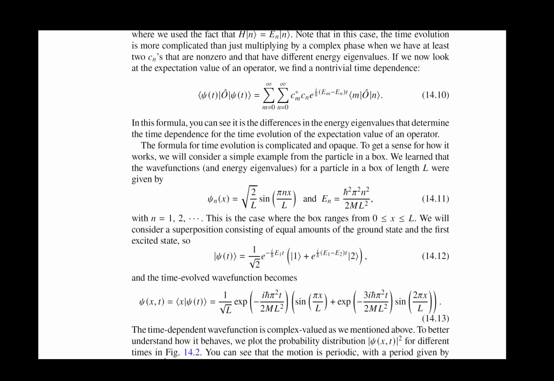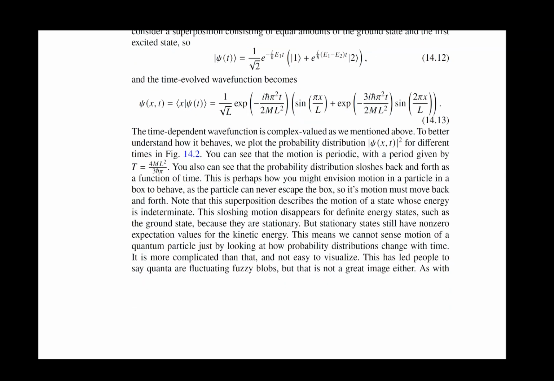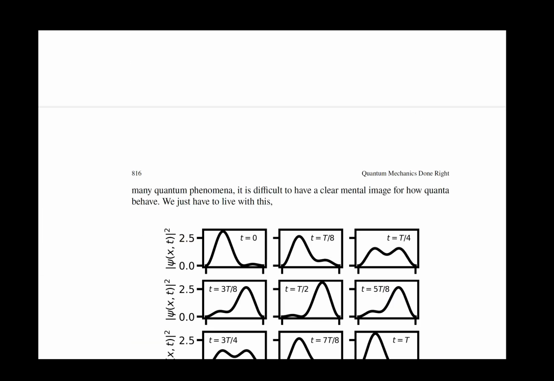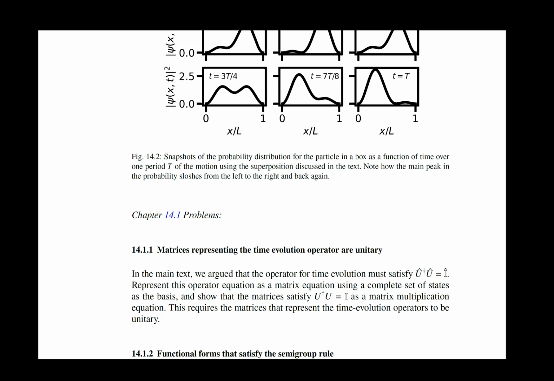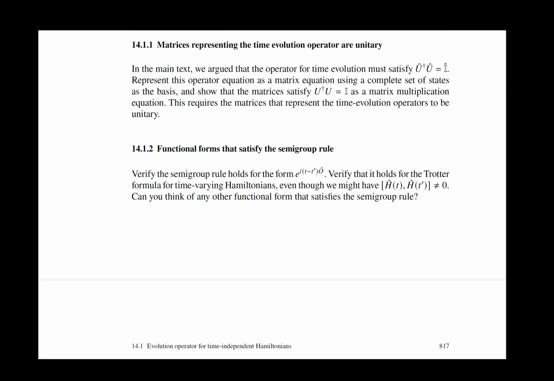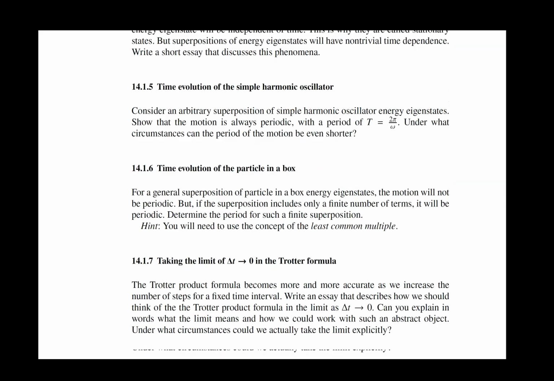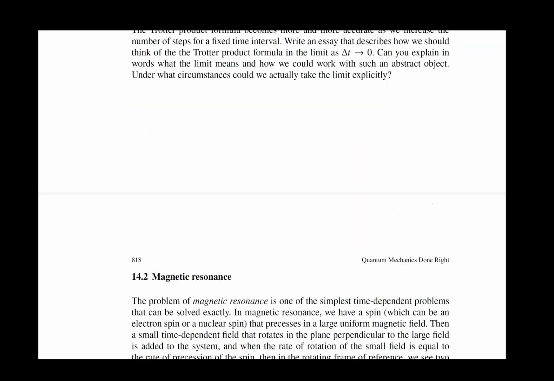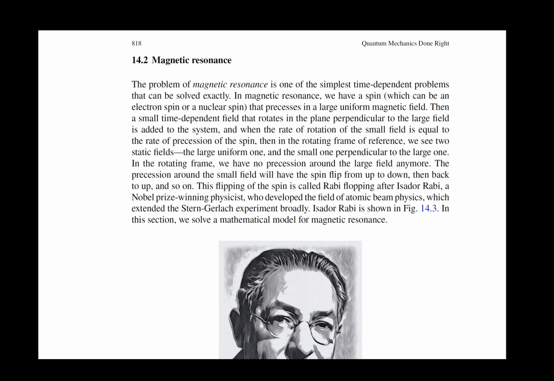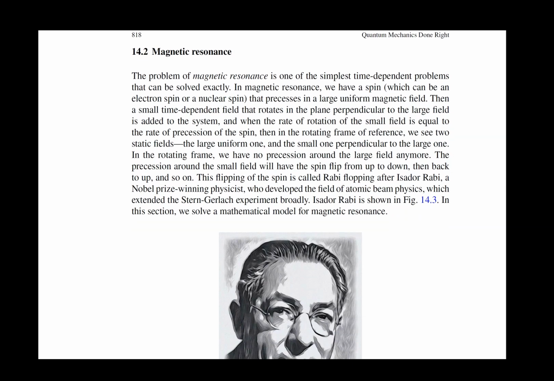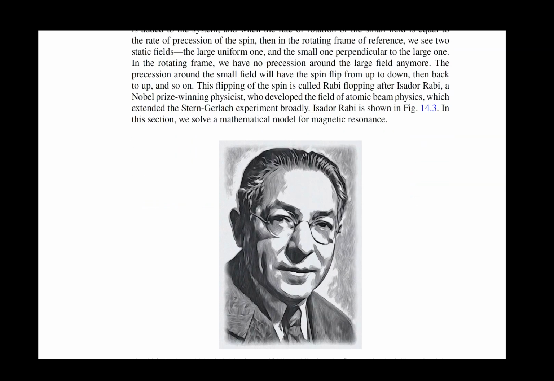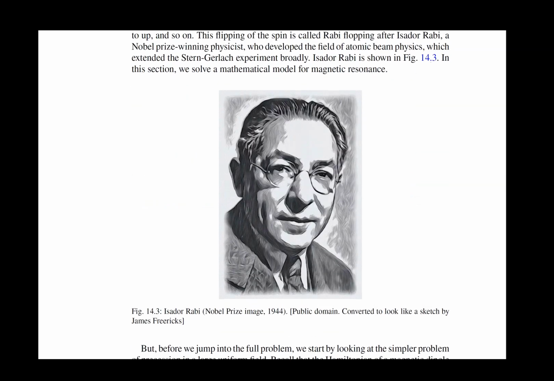Time evolution of Hamiltonians that are constant in time is relatively simple. There are some subtleties to it, but it really is not a very complicated thing. It's when you get into the time-dependent Hamiltonians and you're trying to look at their time dependence that things become quite a bit more complicated. So now we get into magnetic resonance, and magnetic resonance is the domain of this person, Isidore Rabi.